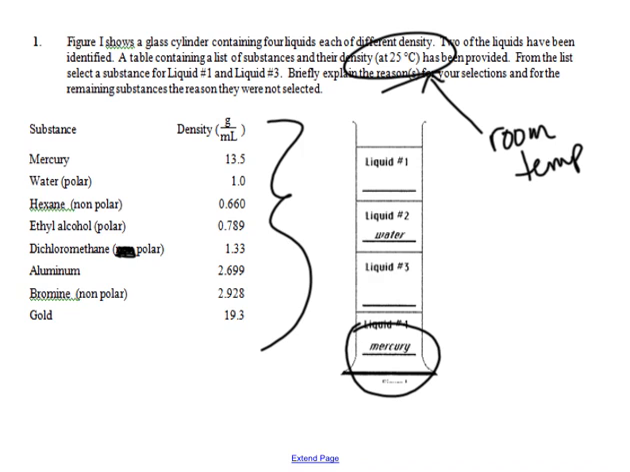Dichloromethane, aluminum, or bromine. Oh my goodness, how are we going to find out which it is? Which one do we know it just can't be? Why not? Because aluminum is a solid at room temperature, right? Do we all agree with that? Okay, I'm glad y'all aren't questioning that. That's good. Okay, so we know it can't be aluminum. Now, we have to pick between dichloromethane and bromine.